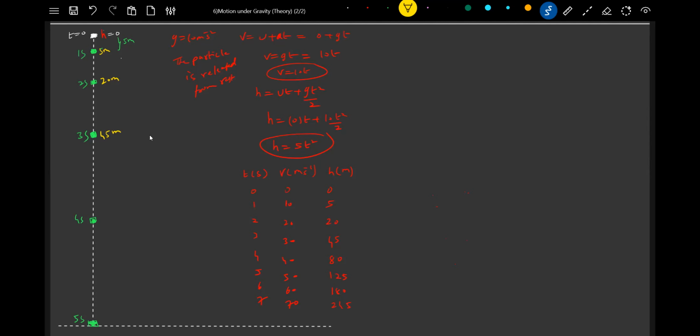What height has it descended? This will be at 80 meters. This will be at 125 meters. So what is the height it will descend? That will take it 5 meters. Next, in another 1 second, it will descend by 15 meters. In the next 1 second, it will descend by 25 meters. In the next second, it will descend by 35 meters. In the next second, it will descend by 45 meters.